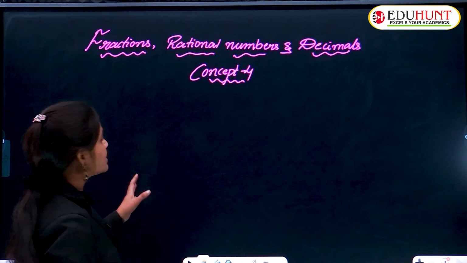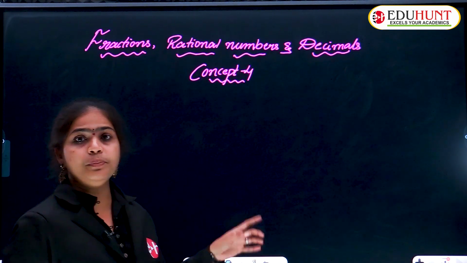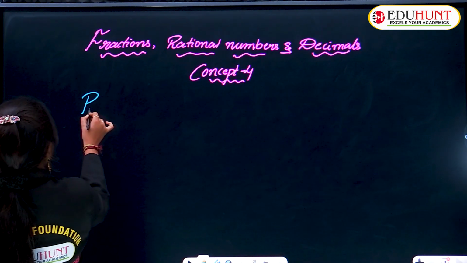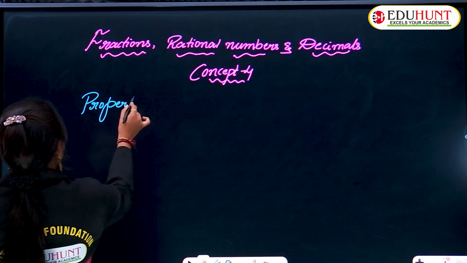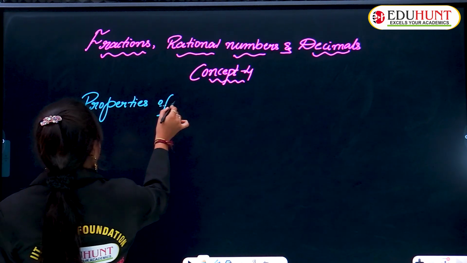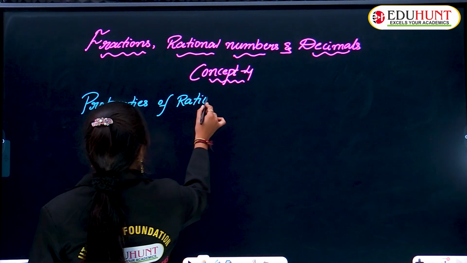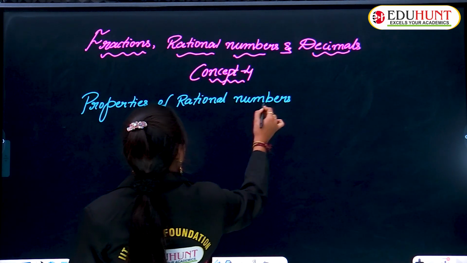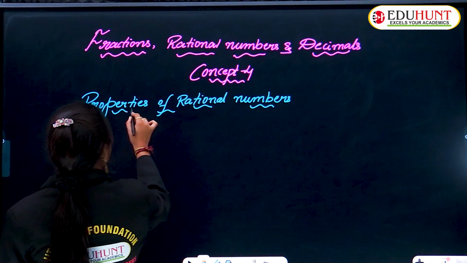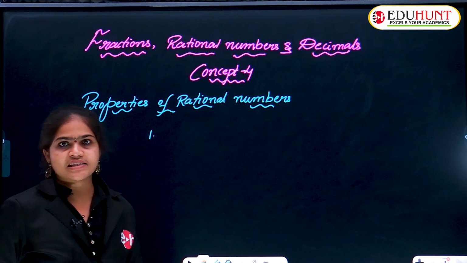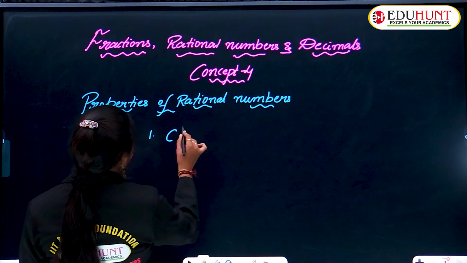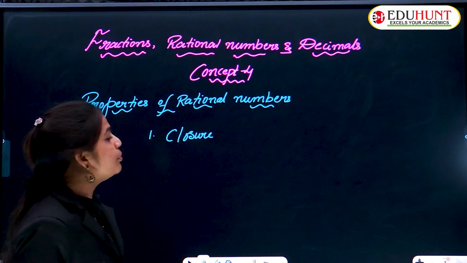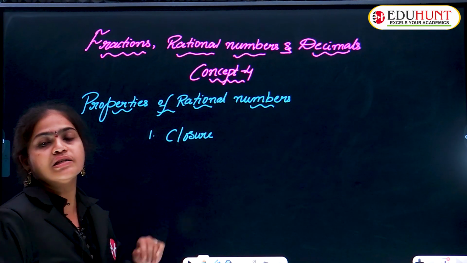In this video we are going to discuss concept 4, which is related to properties of rational numbers. What is that ma? Properties of rational numbers. What type of properties are there? The first one is closure property. Already you learnt about this for natural numbers and whole numbers, there are properties like that, no ma. So like that only, for rational numbers also we have some properties.